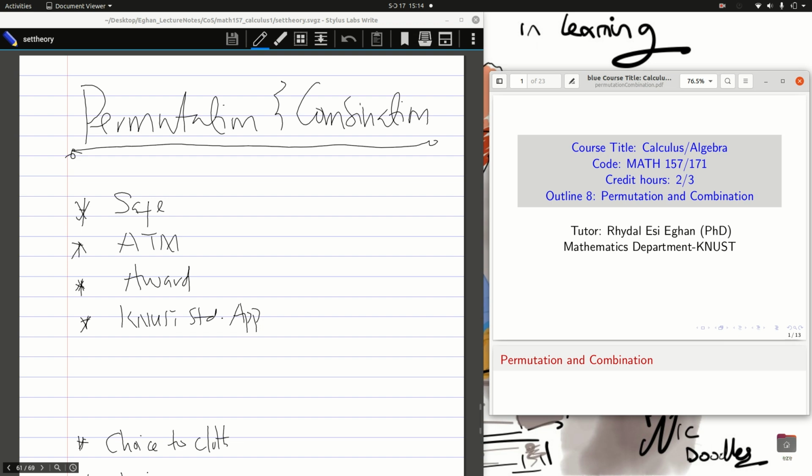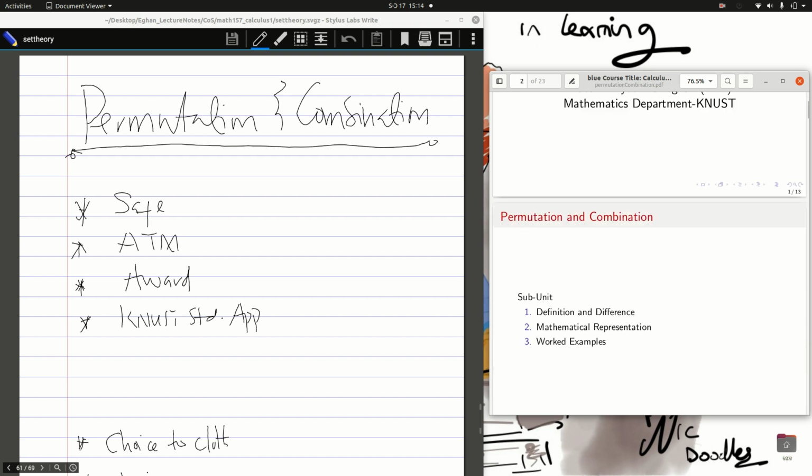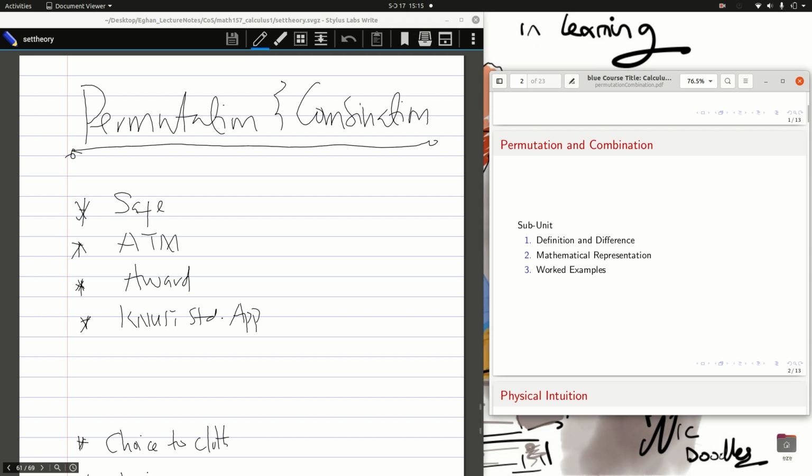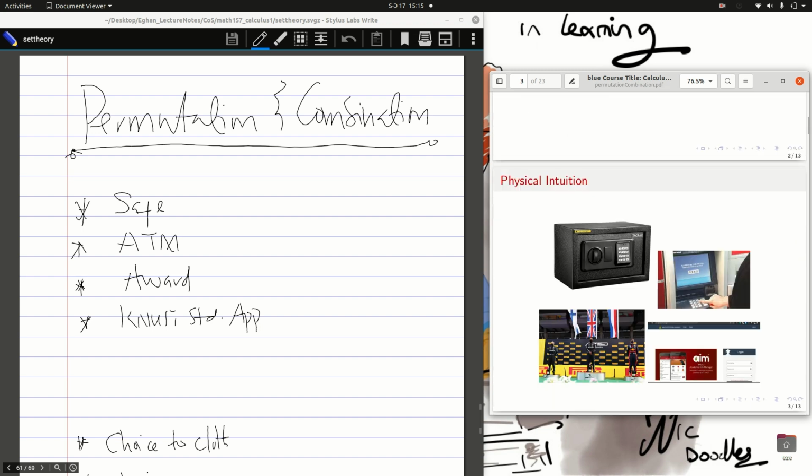That is 2 more to go. Let's look at the intuition, the subunit where we will take from definition, differences, some formulas, and then some examples. Very quick one, and then we are done.